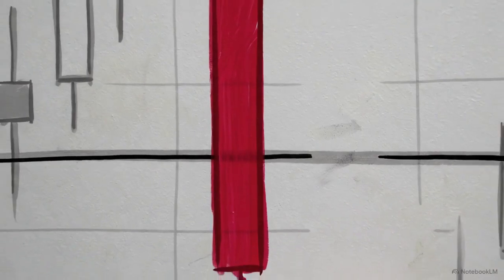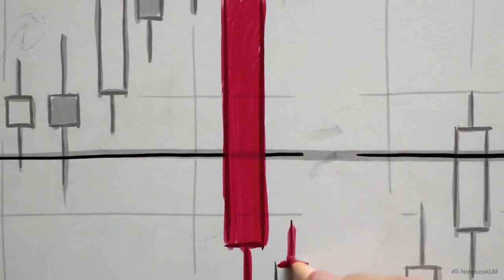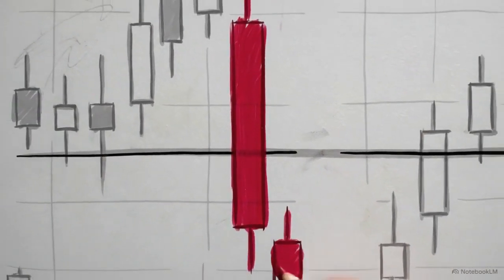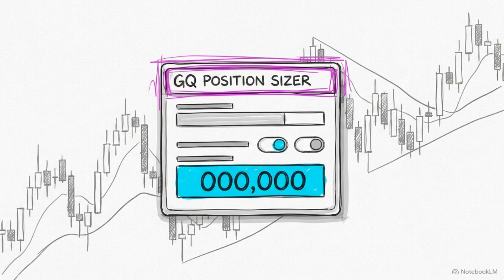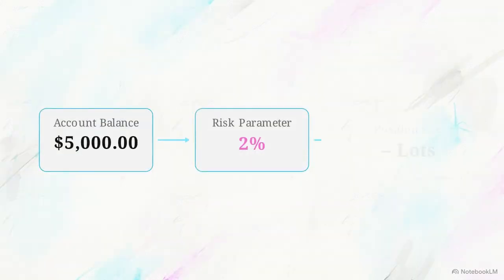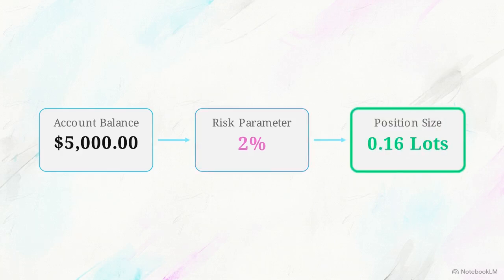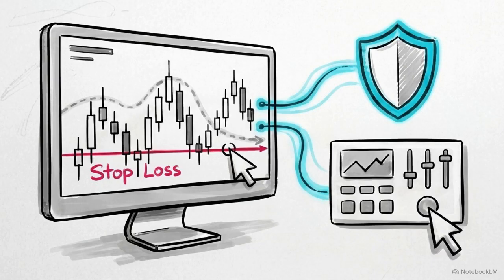Calculating trade sizes manually or relying on a fixed lot size regardless of market conditions exposes your account to a severe statistical vulnerability. To solve this, we use the GQ Position Sizer Expert Advisor. This tool is built to automatically calculate and lock in exactly 2% risk on every single trade you take. Here is how it works.